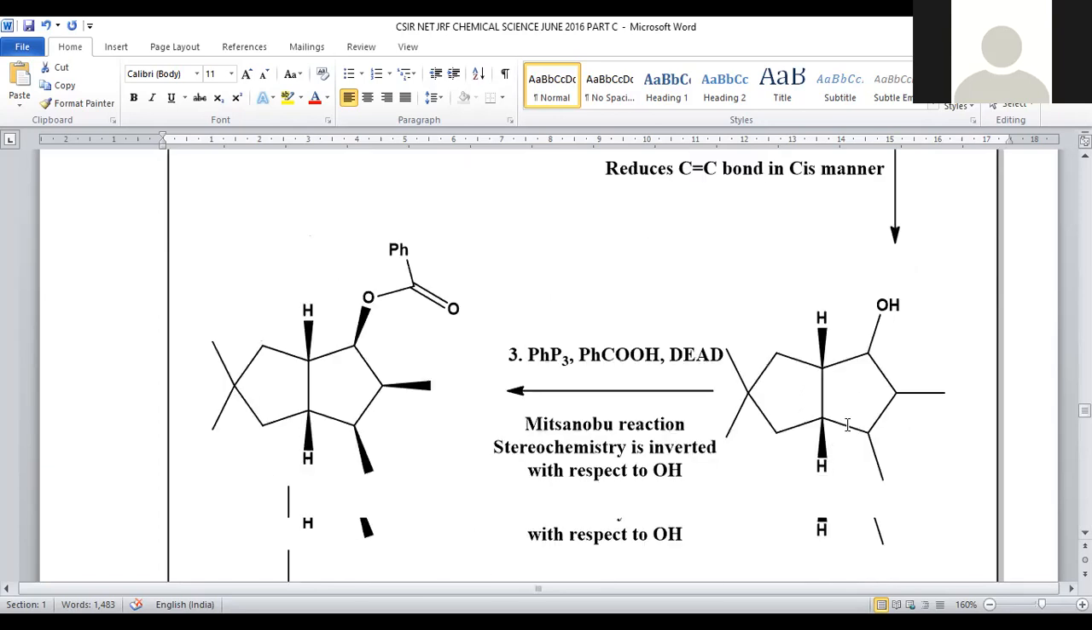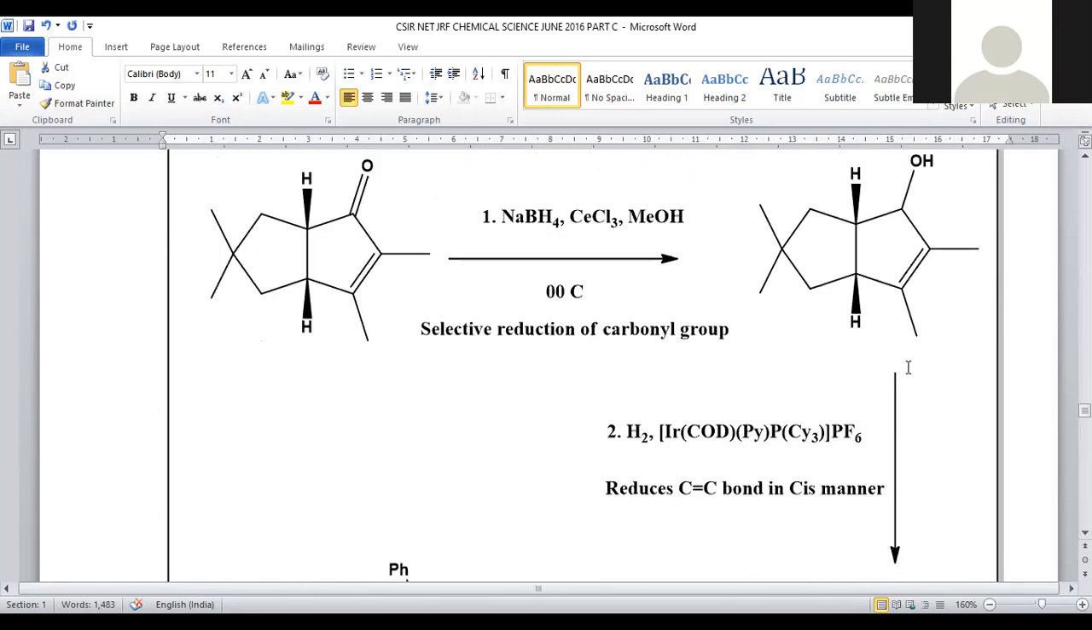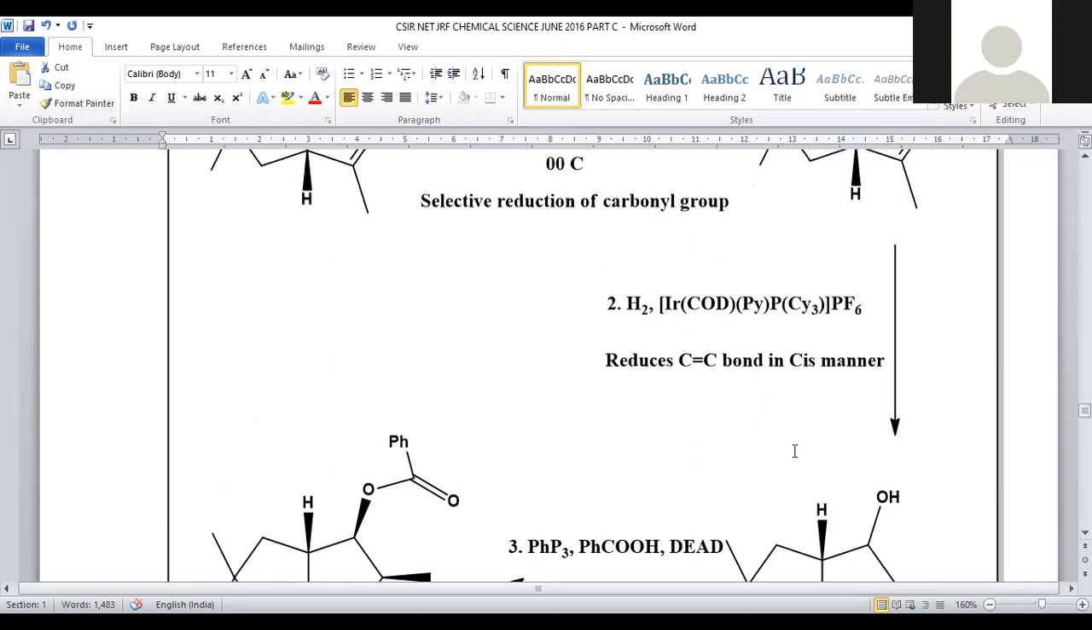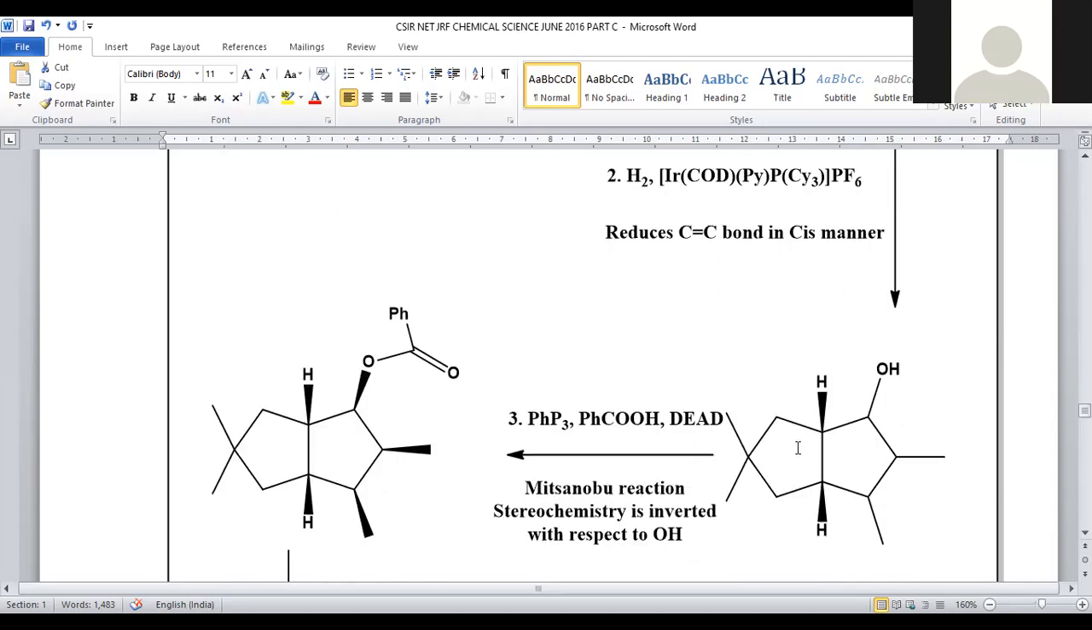Later, with hydrogen in the presence of iridium COD, pyridine, tricyclohexylphosphine, PF6. This is a selective reagent for olefinic reduction. Here an olefinic double bond is there, so this double bond will be subjected to reduction in the presence of the iridium complex, and this iridium complex is always used to give the reduced product in a cis manner. Cis product formation is possible. Here we got the saturated ring system, a bicyclic ring system.